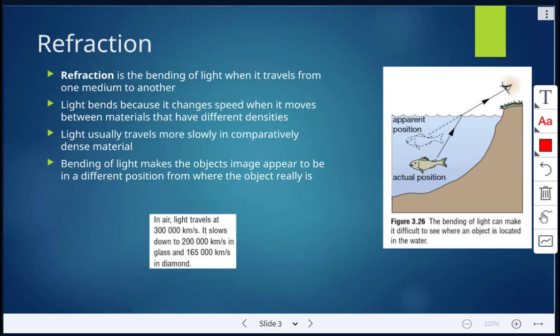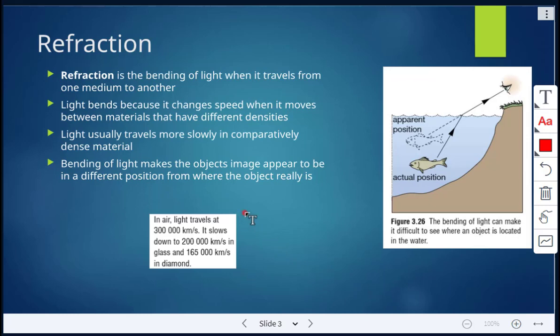And the bending of light makes the object's image appear to be in a different position from where the object really is. So if we look at this image here, we're looking at the fish. The apparent position when you're looking from air to water looks like it would be here, but the actual position of the fish is here, and it's because of that bending of light. So the bending of light can make it difficult to see where an object is located in the water.